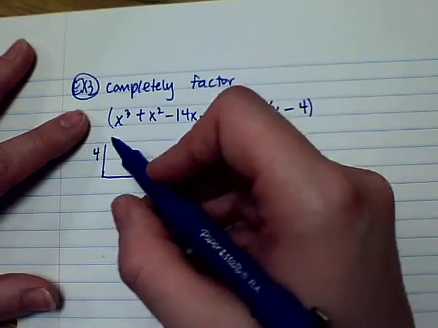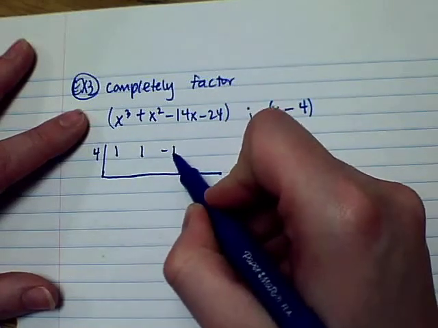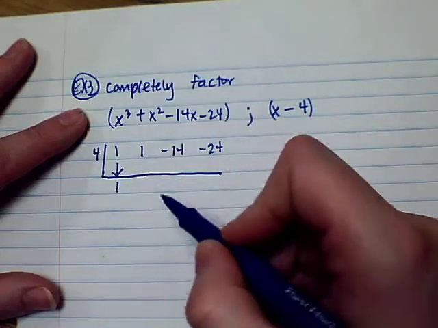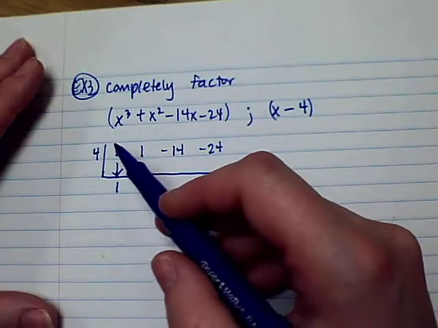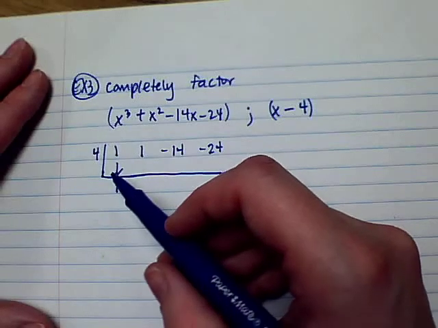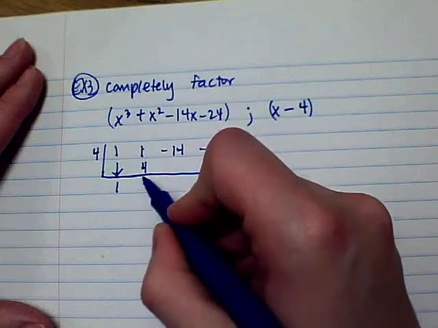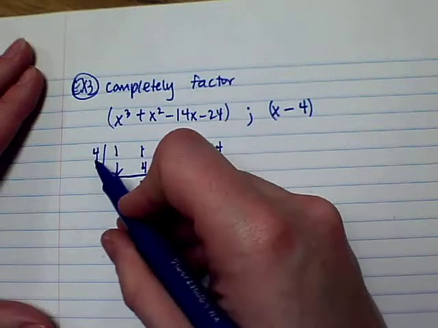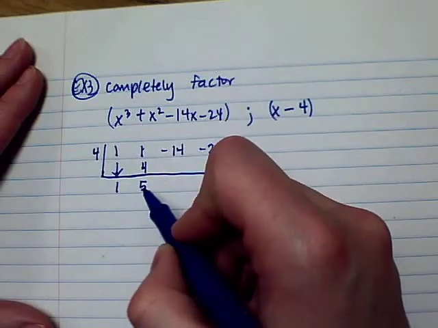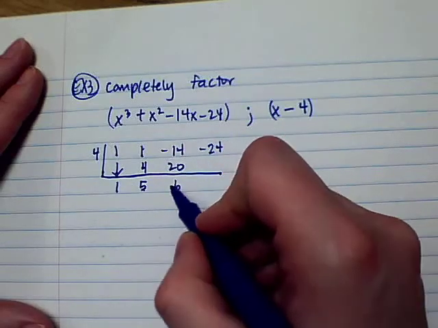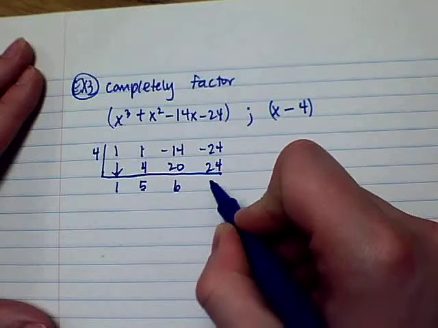So I'm going to write my coefficients, 1, 1, -14, -24. Bring down the first term. In this case, all of the first terms have been 1, but they won't always be like that. So 1 times 4 is 4, add and get 5. 4 times 5, not 4 times 4. 4 times 5 is 20, add and get 6. 6 times 4 is 24, add and get 0.